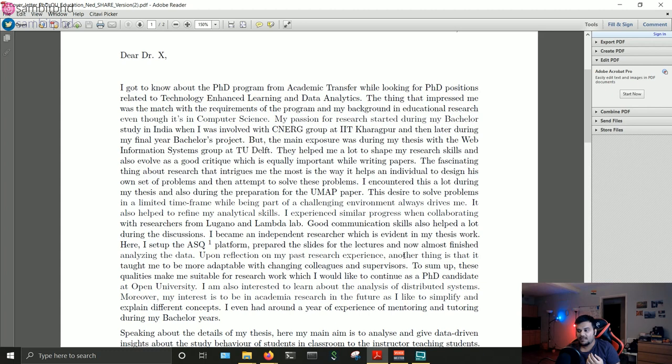Before going to the second paragraph, I forgot to mention that I also highlight my strengths, some of the characteristics that I developed from bachelor's to master's, which make me a fit candidate for the PhD, along with specific examples highlighting those characteristics. For example, the fascinating thing about research is the way it helps an individual to design problems and attempt to solve them. So this is an example of why I like research.